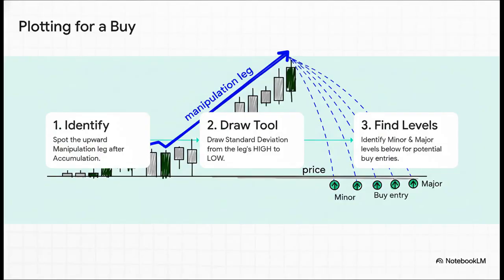So let's walk through a buy setup together. You see that sideways accumulation, and then, boom, a sharp move up. That's your manipulation leg. What you do is draw the standard deviation tool from the very high of that leg down to its low. And what it does is project those minor and major levels below the price, giving you two potential zones to look for a buy.